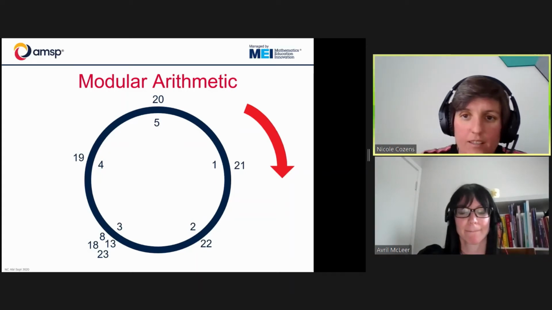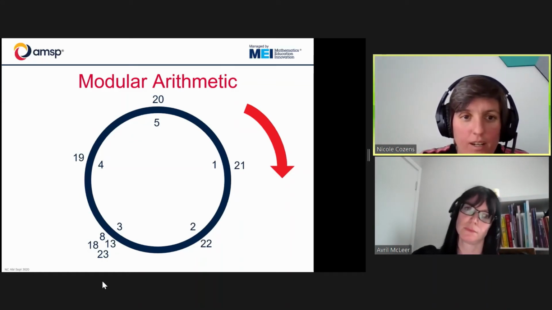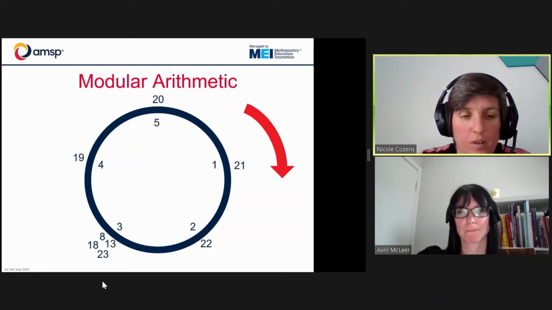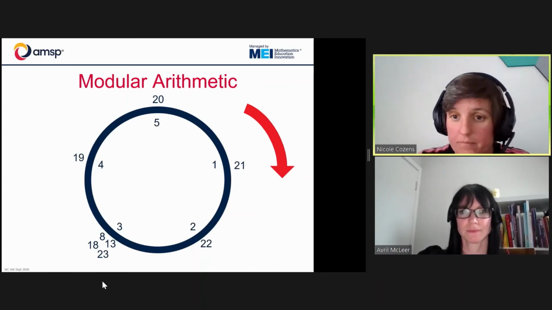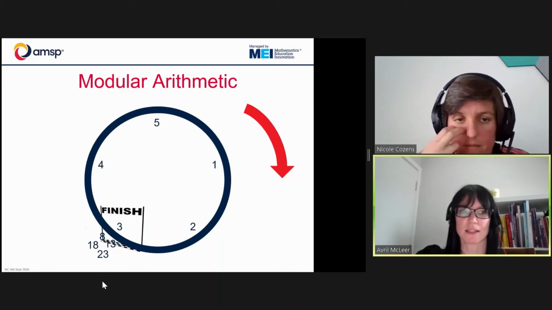So let's have a think. We know that all of these, 8, 13, 18, and 23, were all 3 when we talked about modular 5. So as long as I'm always ending up on that 3 when we go around, then we know I'm going to win. But what if we were adding different numbers? Or if we had different targets?